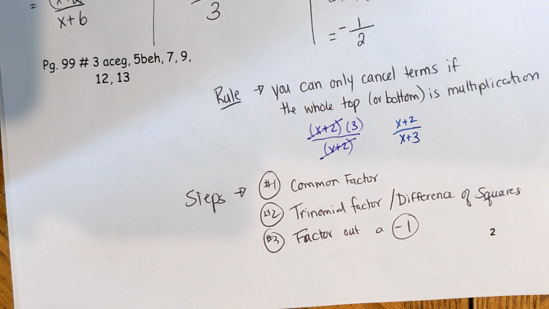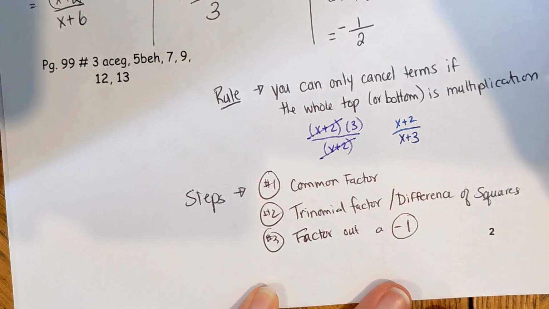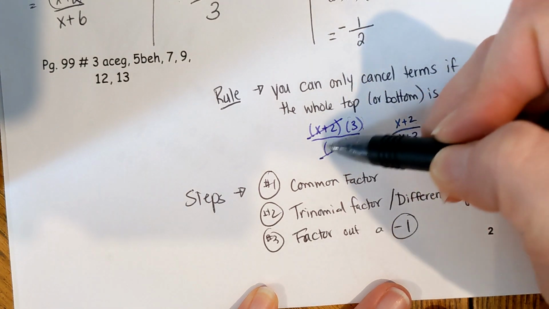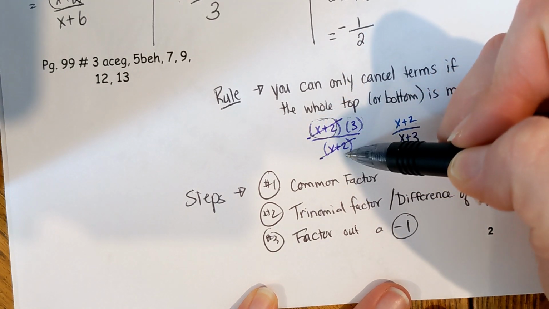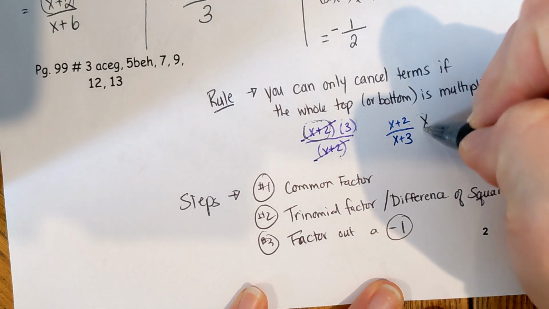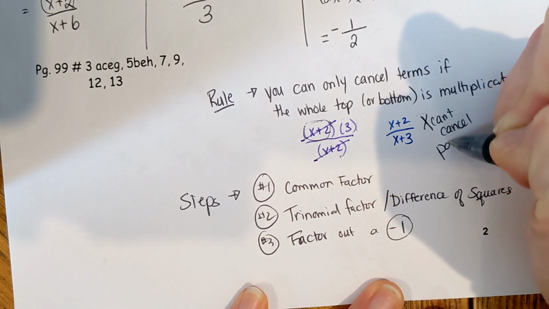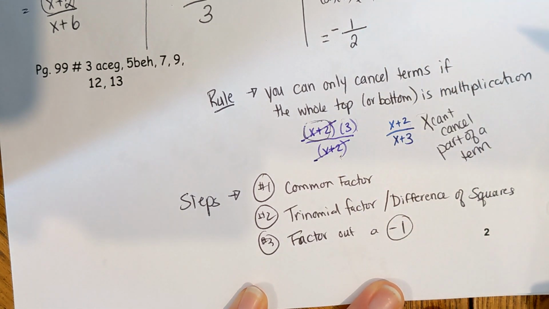Sorry guys, there were a few more rules that we should have talked about really quickly. Okay, so you can only cancel terms if that whole term can be canceled from the top or the bottom. So like in this case, if we have x plus 2 times 3 over x plus 2, this whole term, x plus 2, can be canceled because they're the same on the top and the bottom. But if we have x plus 2 over x plus 3, you can't cancel part of a term. You cannot cancel out these x's and just be left with 2/3. This is part of a term.